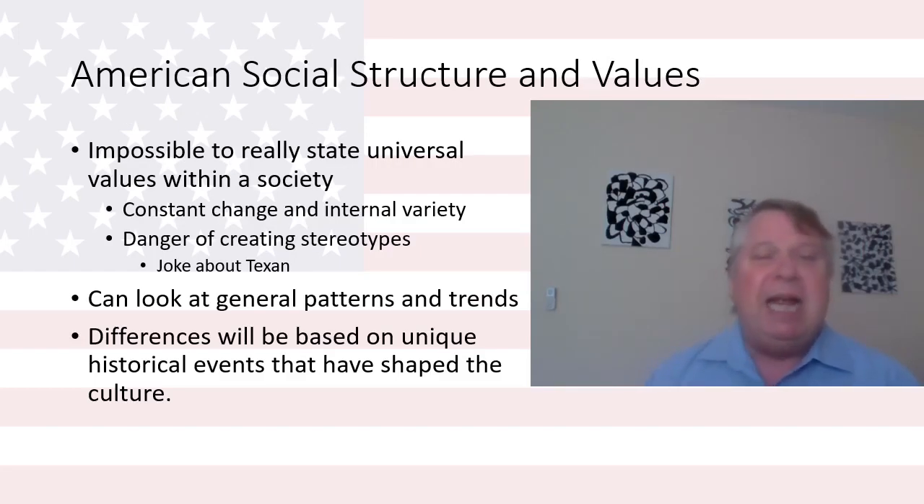America, like every other society, has its own unique social structure and values, things that make it a little different from other societies. And of course, every society has its own uniqueness. This is one of the reasons why it's always interesting to travel around the world and see the different cultures and values and ways people interact. On the other hand, we don't like to say that any society is monolithic. All societies have variation inside, different opinions for different people. So we don't want to create stereotypes. Like the joke about Texans always thinking that they're better than everybody else.